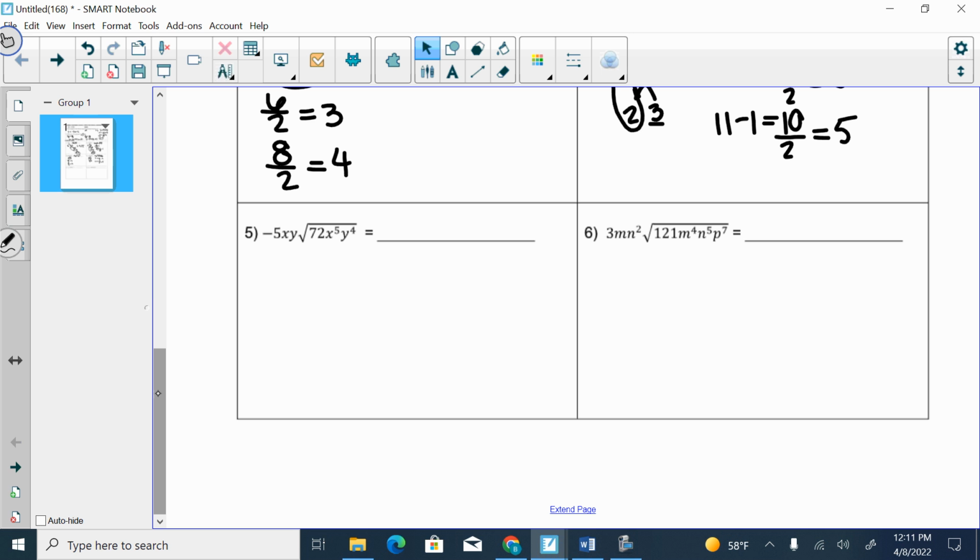Okay. On number 5, we got 72 under here. What multiplies to give us 72? Very good. And 36, what multiplies to give us 36? Perfect. So I have a pair of 6s and a leftover 2, right? So I'm going to get to take out a 6, but what did they already have out there? So what is 6 times negative 5? Nice. So I got negative 30. I'm going to skip some space and put my radical with my leftover 2 underneath it.